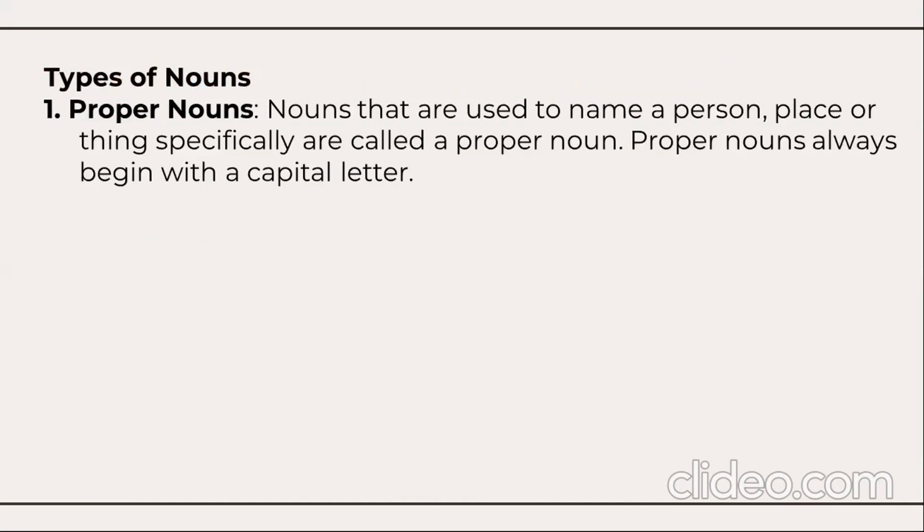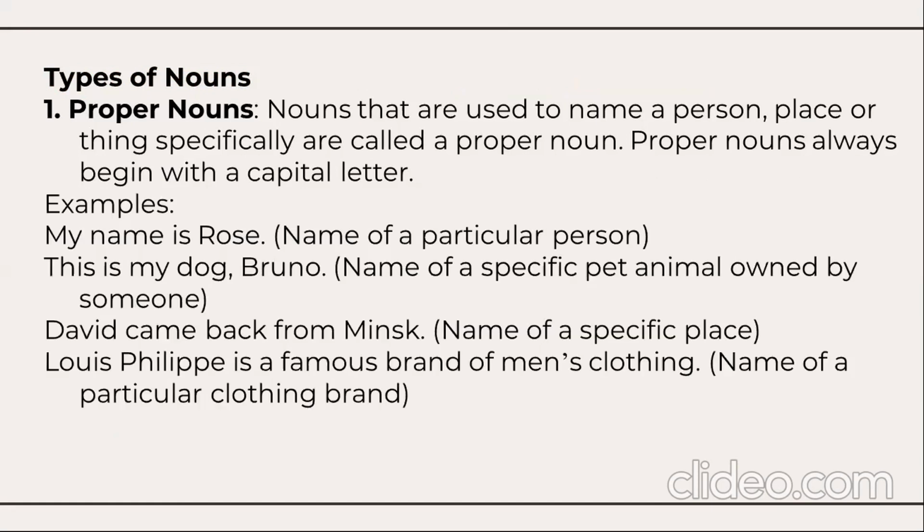So types of noun: number one, proper noun. Nouns which are used to name a person, place, thing specifically are called proper nouns, and proper nouns always begin with a capital letter. So, for example, my name is Rose, so it's a proper noun. This is my dog, Bruno, it's a specific pet. David came back from Minsk, so name of a specific place. Louis Philippe is a brand name, a brand of men's clothing, a particular clothing brand.